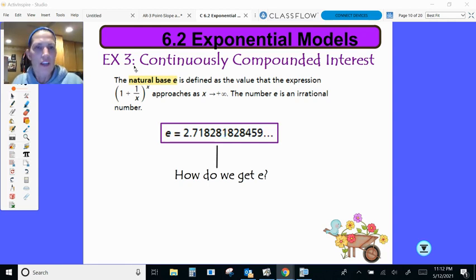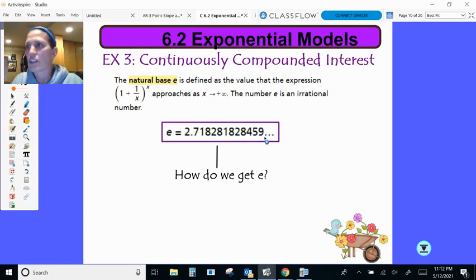Okay, so first of all, the natural base e, it's a number e, kind of like pi and other numbers, is defined as the value of this expression. So this should look familiar, right? Like our growth rate, (1 + 1/x)^x, as x approaches infinity. So like if we compound it an infinite number of times. The number e is an irrational number.